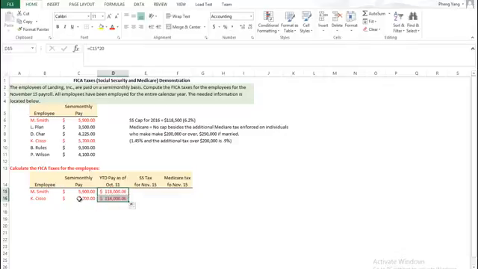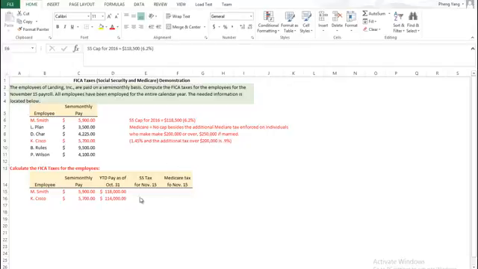Same thing with Cisco then. Basically taking $5,700 times 20 periods will get us $214,500. And as a reminder, up here, the Social Security cap is $118,500, and Medicare has no cap besides the additional Medicare tax for high-income individuals. So far, we're not going to reach that amount, so we're not going to have to worry about it.